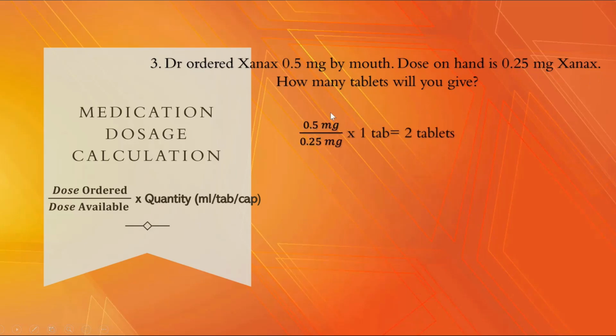So dose ordered is 0.5. Dose available is 0.25 milligram. Again, the ordered and available are in the same units. Into 1 tablet. That gives 2 tablets.